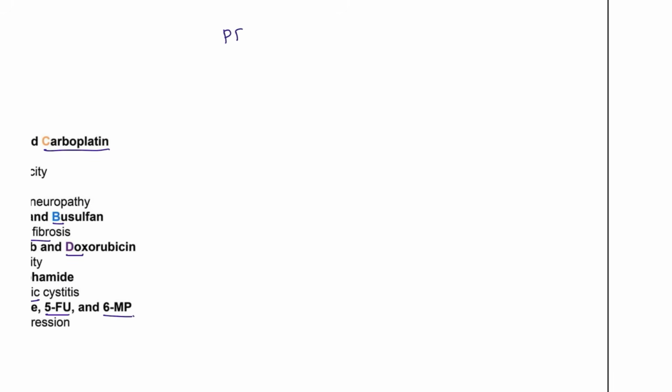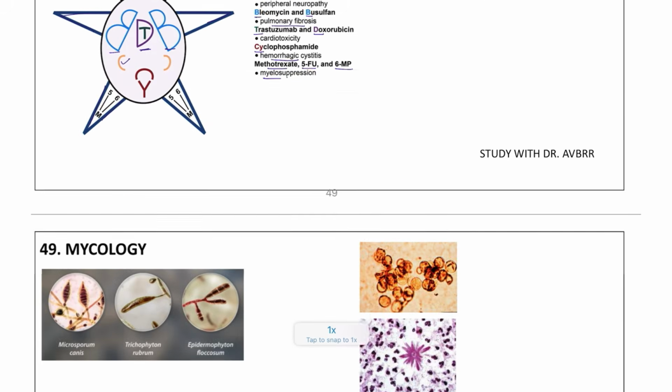Pulmonary fibrosis is a frequently asked question. So it is associated with nitrofurantoin. It is also associated with busulfan and bleomycin, and methotrexate. Okay, methotrexate. All these drugs are going to cause pulmonary fibrosis.